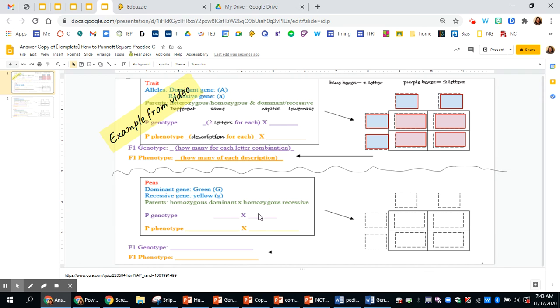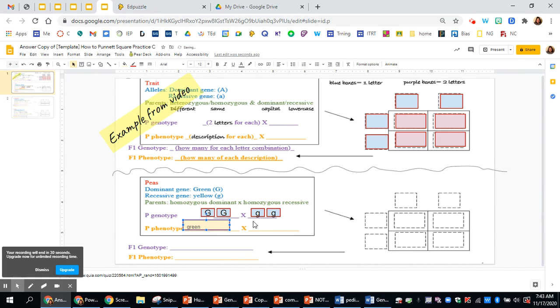So for your first example on slide 1, you were asked at the end of the video to label your homozygous dominant and homozygous recessive parents. And so, homozygous means same. Dominant means two big letters then. Homozygous recessive is going to be the same, but two little letters. The phenotype is asking for what does that look like. So you're going to have a green parent with a yellow parent.